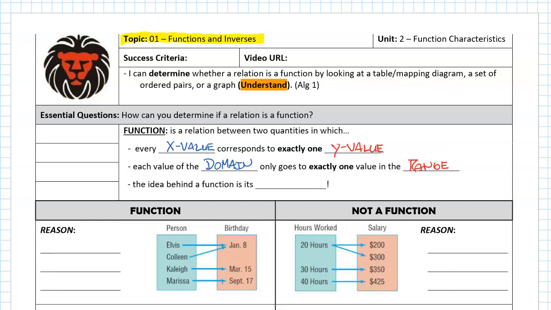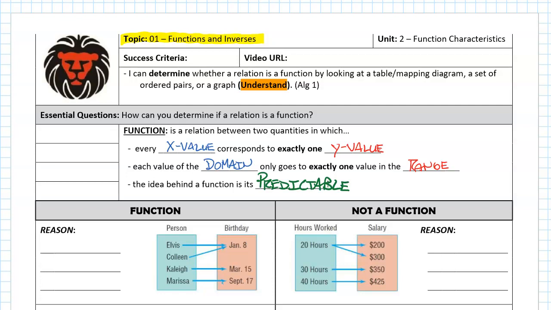Another way to think about this, or really just the idea of a function, is that it's predictable. And what I mean by predictable is if I tell you an input value, you should 100% know what y value is going to come out of it. There shouldn't be any guessing whether it's going to be A or B. It should always go to exactly one output value.